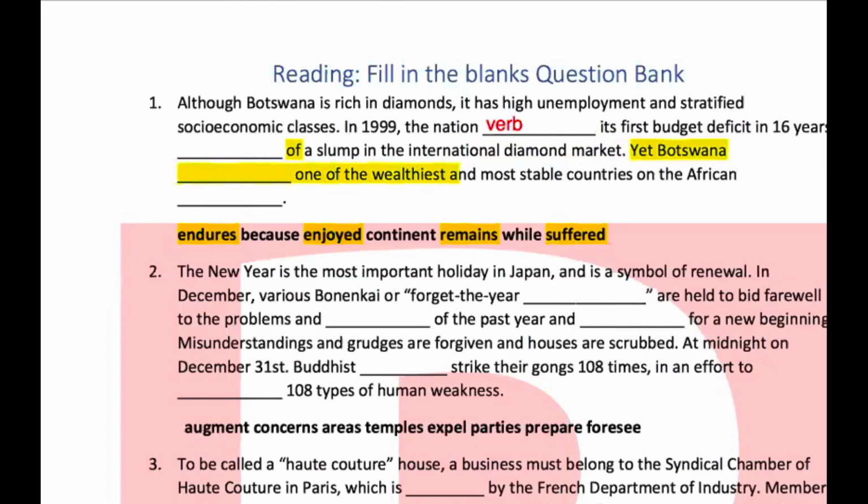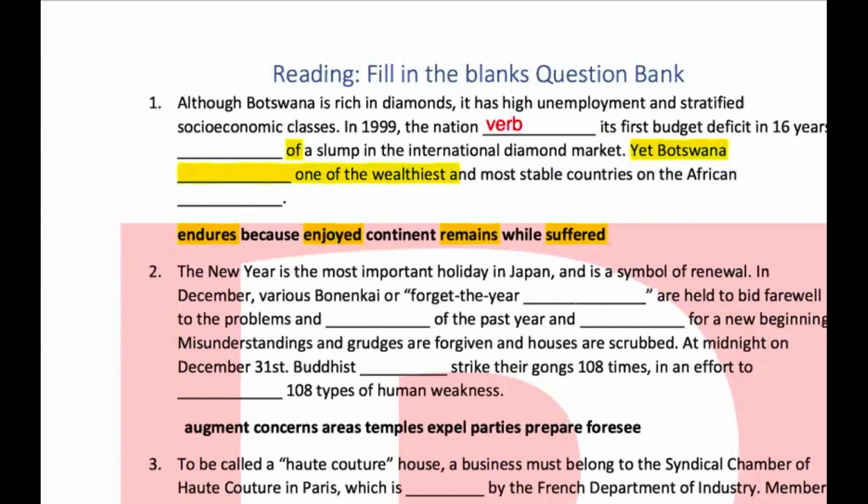And now you need to think: present tense verb or past tense? Now we are talking about the current situation, which means present tense verb. So it has to be either endures or remains. Again, endures means to tolerate something bad, to tolerate something difficult. That's a negative word. Remains is a neutral word.